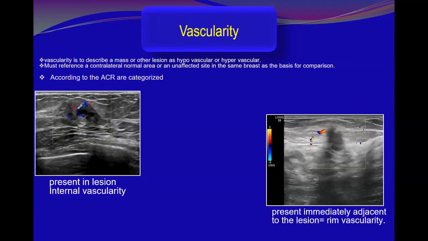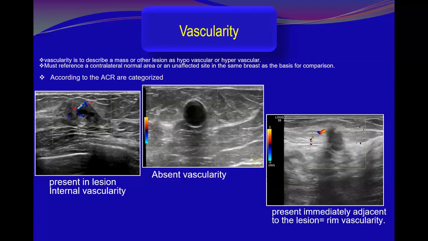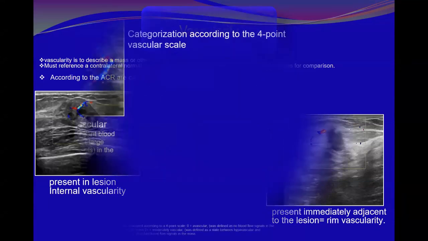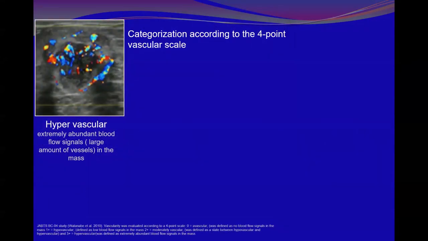Okay. Vascularity is used to describe a mass or other lesions as hypovascular or hypervascular. According to the ACR, vascularity is either present in a lesion, intra-lesion vascularity, or present immediately adjacent to the lesion, rim vascularity, or absent. No vascular echoes are appreciated in the color box.